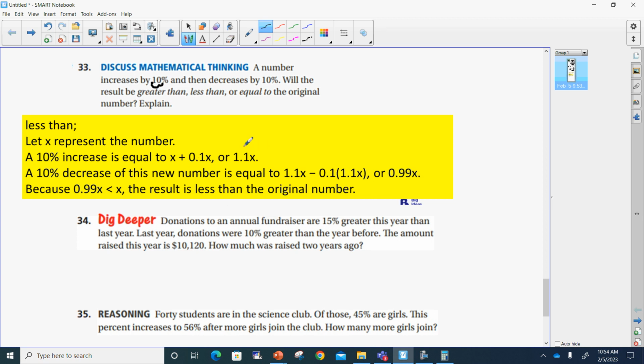So the percent of increase: it says first, a number increases 10%, then decreases, right? So when we increase it, it's going to be 1.1x. Then we take a 10% decrease of that new number. Now we have 1.1x, and we're minusing 0.1 times 1.1x, that 10% again, and that's going to be 0.99x. Because 0.99x is less than x, the result is less than the original number. So you're taking a bigger amount away, and you'll end up with a less than.